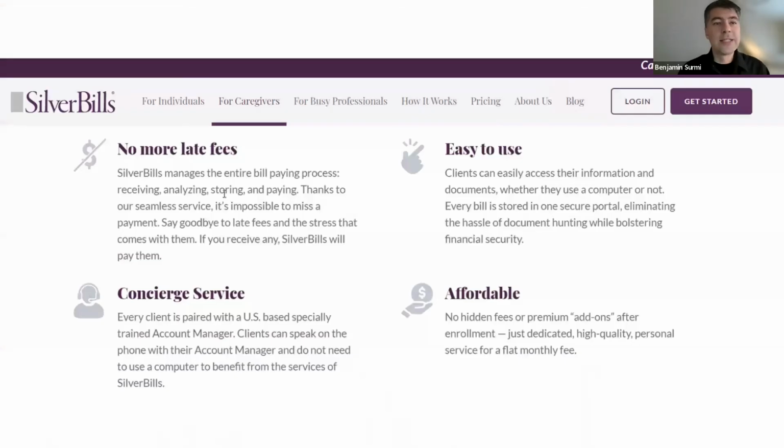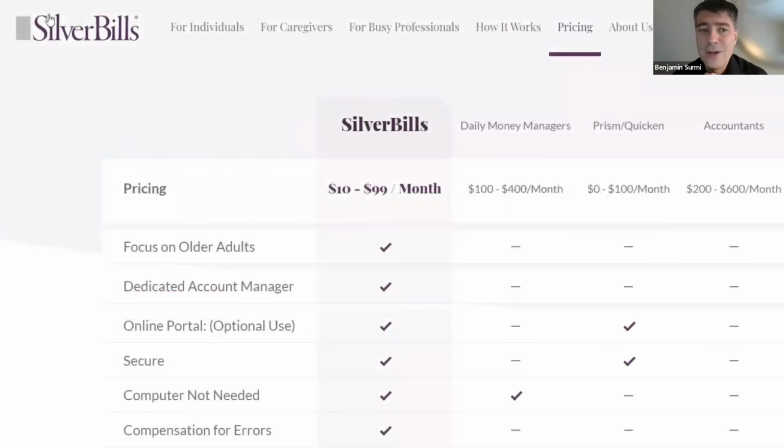We will move on. Okay, Silver Bills. Silver Bills helps an older person be able to pay their bills. Of course, we can hire a CPA. We can hire a bookkeeper. That can get expensive. Silver Bills is really cheap. It's like $10 to $99 a month, and makes it super easy for the older person and their family to take care of all their bills.